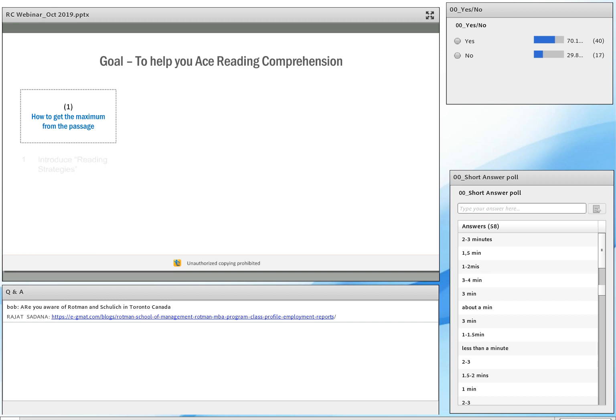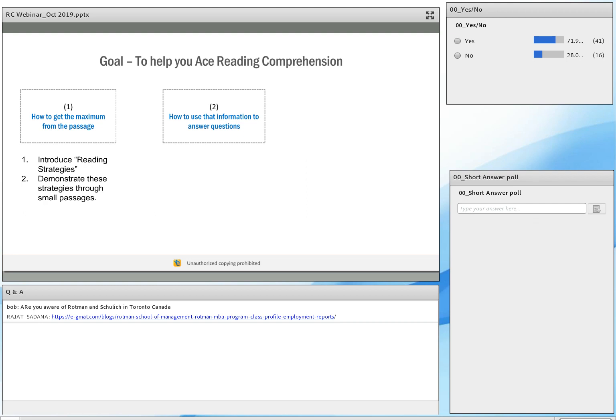How do you get the maximum from the passage? I'm going to introduce these reading strategies and demonstrate them through 2 small passages. Then I'm going to tell you how you utilize that information to answer questions, and I'm going to demonstrate a main point question and an inference question.